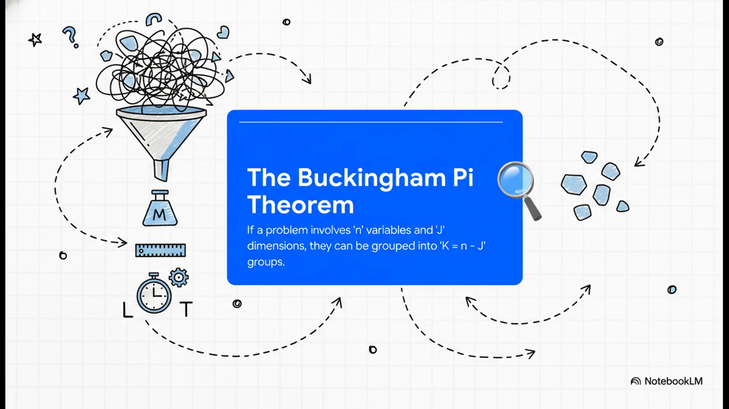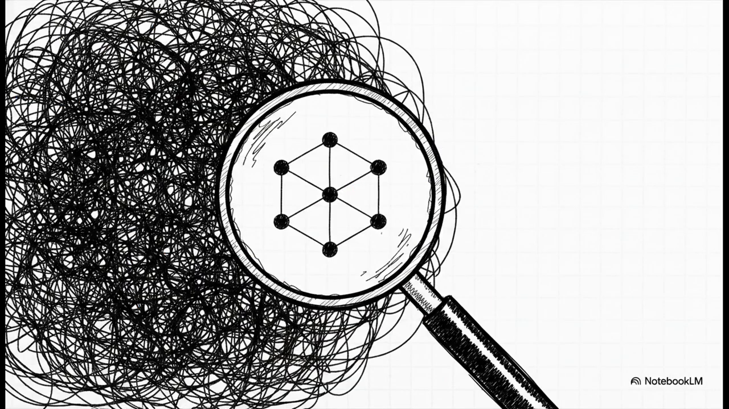And the formula? It's beautifully simple. The number of new groups, which we'll call k, is just n minus j. Now, I want to be clear, this is way more than just some clever math trick. This is a method for actually revealing the hidden physics of a system. It helps us pull back the curtain and see the fundamental relationships that are buried under all those separate variables.